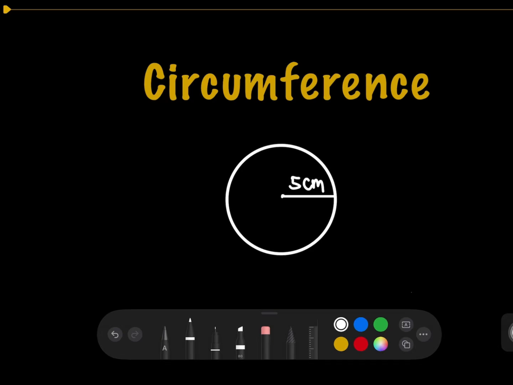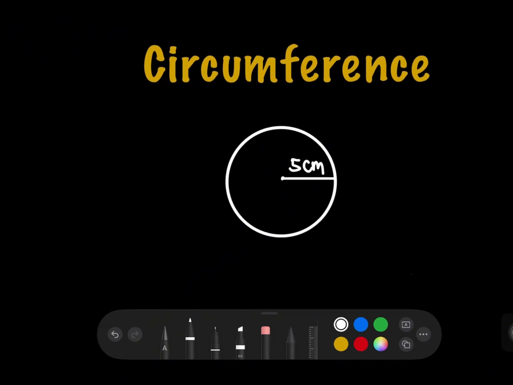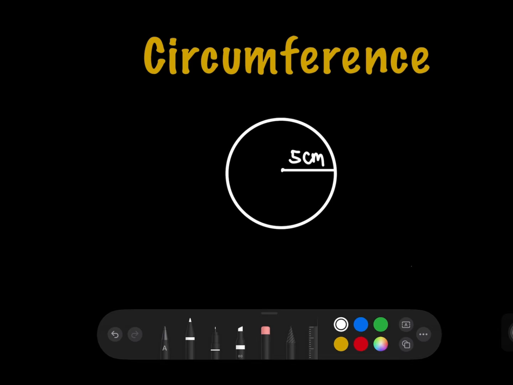To calculate the circumference of the given circle. So for example, if we have this circle with a radius of 5 cm, let's first identify the formula on how to find the circumference, where C is equal to 2 pi r or pi d. In this case, since the radius is given, we can use the formula C is equal to 2 pi r.